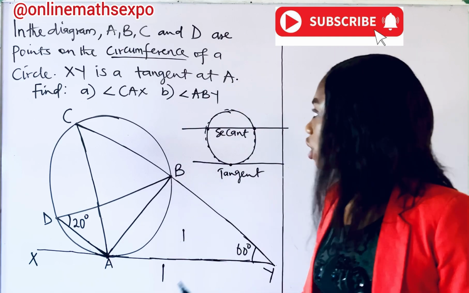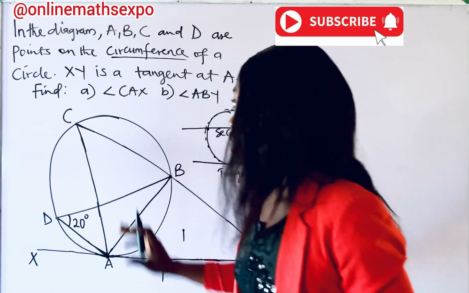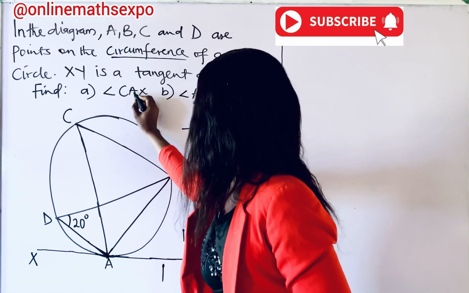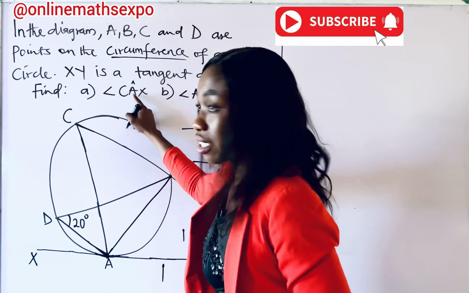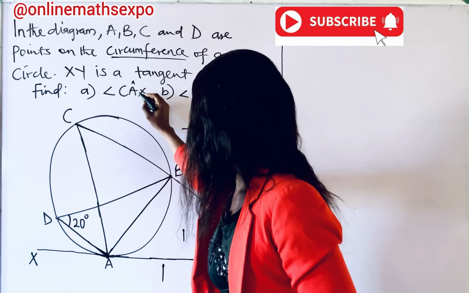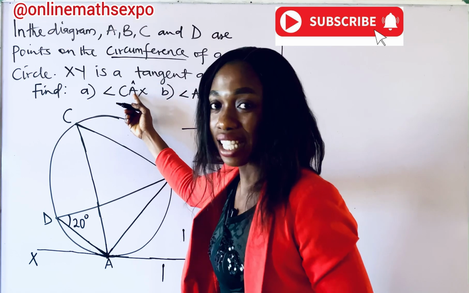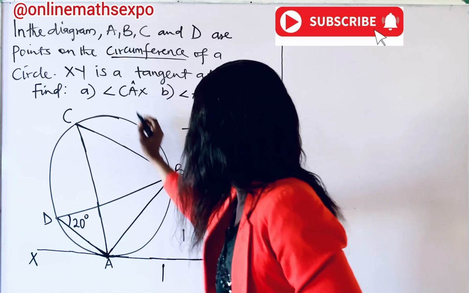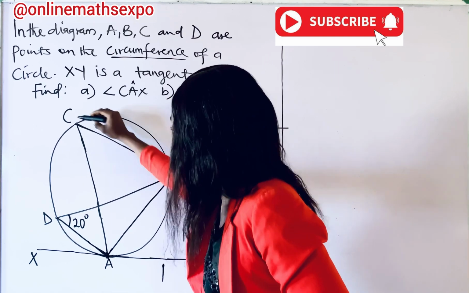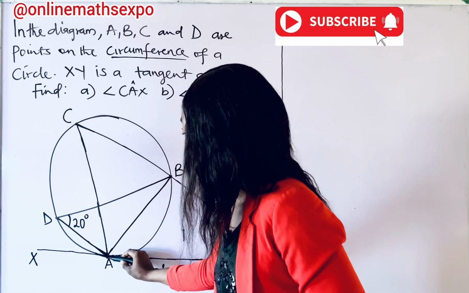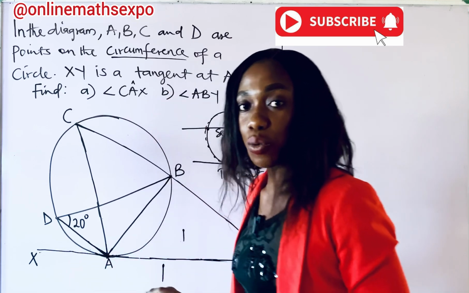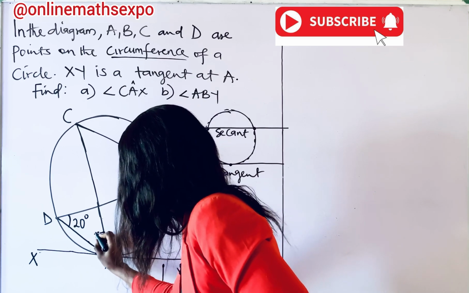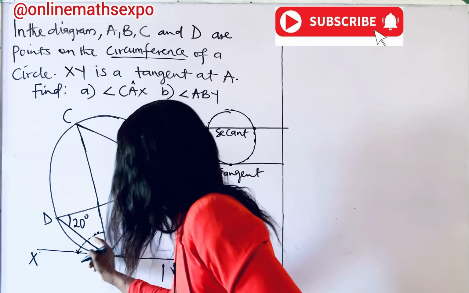Now, what did the question say we should answer? We are to find the value of angle CAX. That means the angle will be on the center letter. Did you see that? So when you have something written this way, the angle is on the center letter. So to answer this, let's go back. We are looking for angle CAX. This is C, this is A, and this is X. So which angle are we looking for? Angle at A, which is this angle. Did you see it?